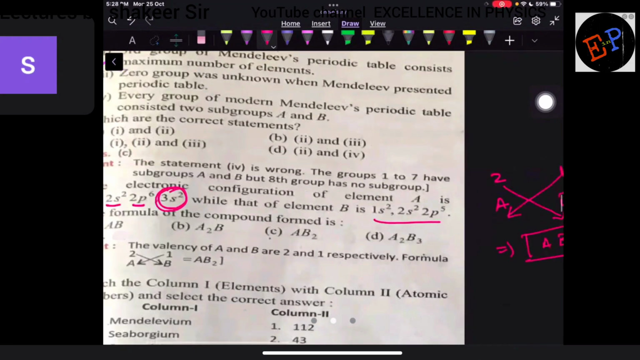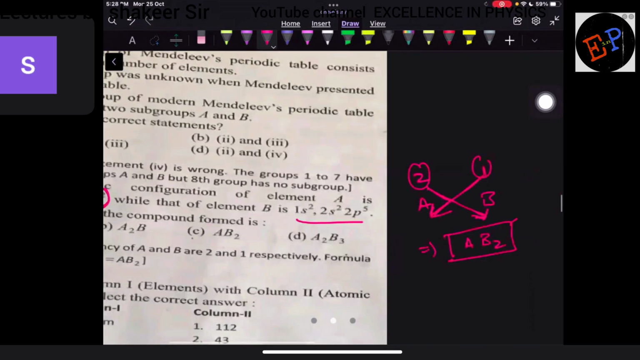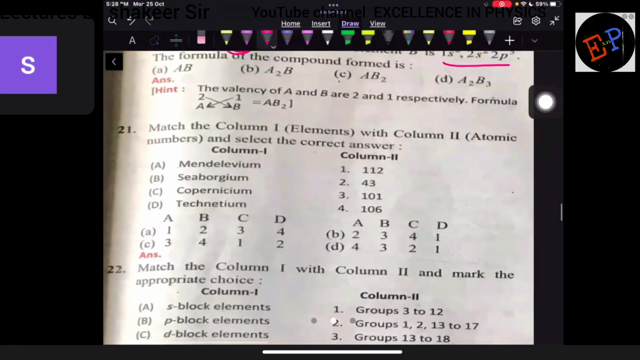Or just write their valencies here. So 2 and 1. The first one you write as the subscript of the second one, and the second one you write as the subscript of the first one. In this method also you can say what type of compound can be formed. Understood, right? Just a method of cross multiplication. You can replicate. Clear? Now see.